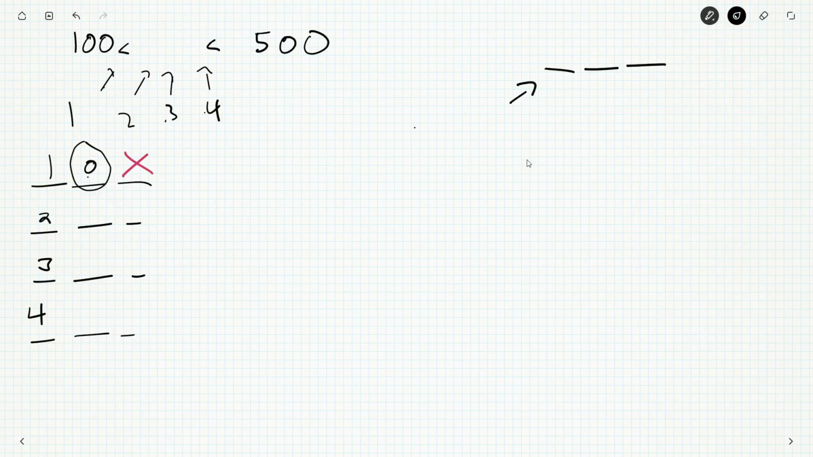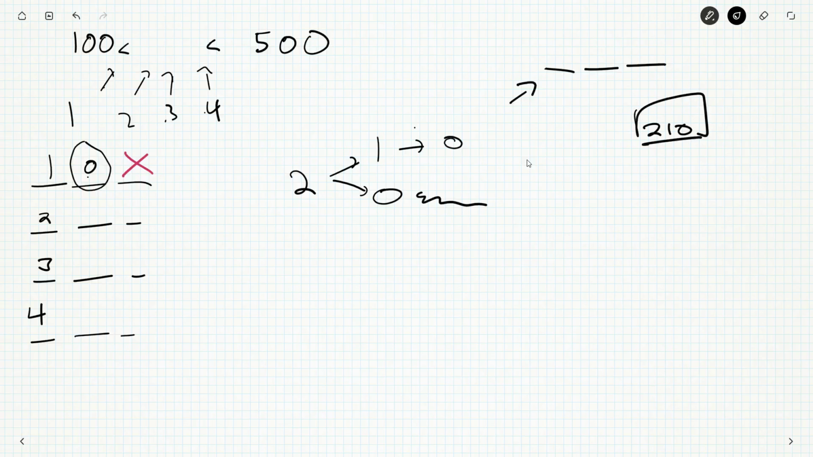How about for 2? Well, what numbers could be less than 2? I'll make it like a branching thing. So we could have 1, or we could have 0. Now, what numbers could we have less than 0? Well, nothing. There'd be no third digit. It's not going to work. What numbers could we have for the third digit if we got a 1 as the second digit? Just 0. So 210, that's a decreasing number. And that's one of the ones we got.